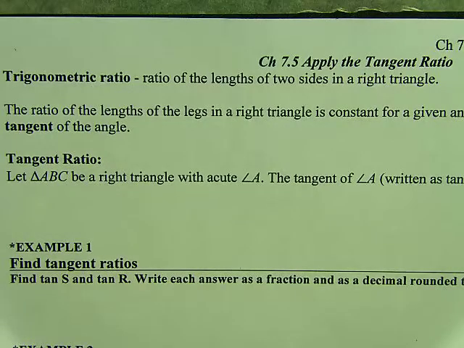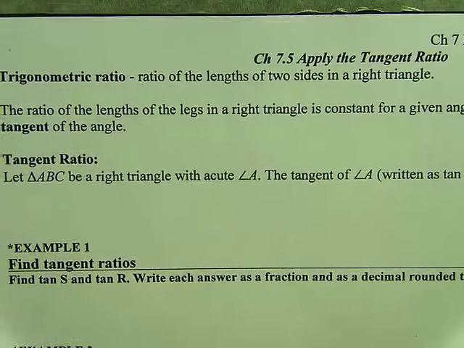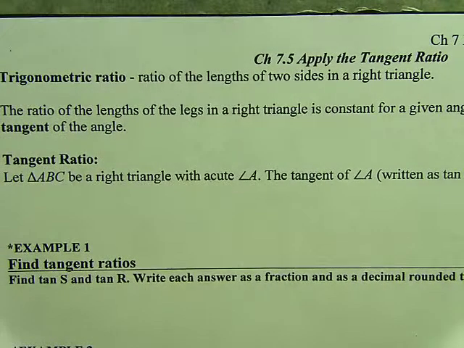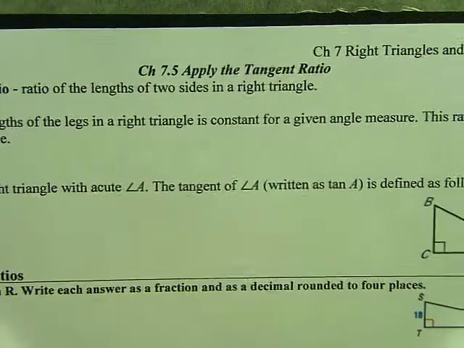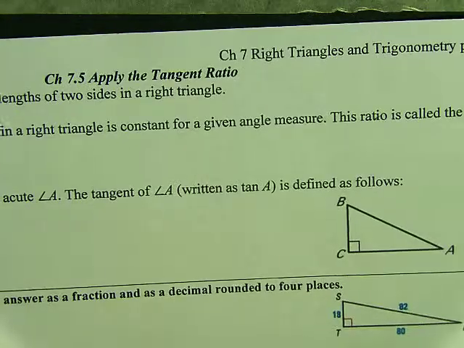Chapter 7.5, applying tangent ratios, so doing some trigonometry actually, and applying some ratios. So we're going to start basically some trig and using triangles in order to solve for things. A trigonometric ratio is a ratio of the length of two sides in a right triangle. So every time we have right triangles, we get this nice ratio that forms.